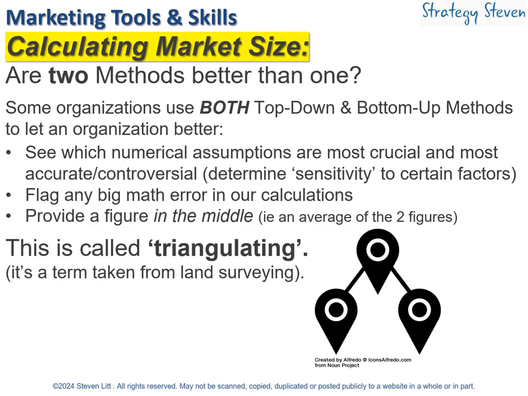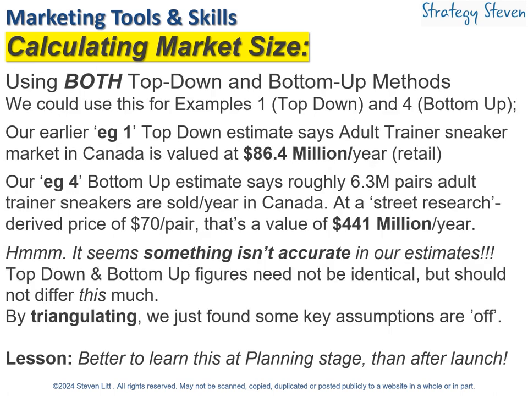So are two methods better than one? Well, sometimes we use both top-down and bottom-up to what's called triangulate, some sort of an average-ish, in-the-middle figure. This is useful to find out the sensitivity to certain factors and also to find out if our math and assumptions are even remotely correct.